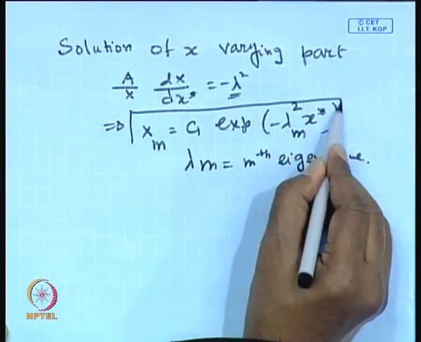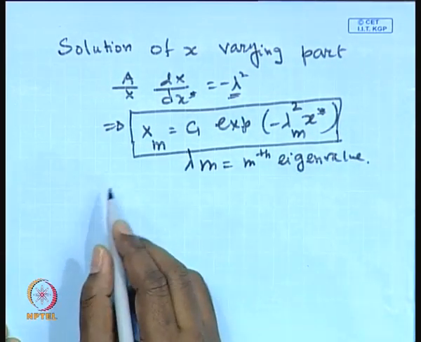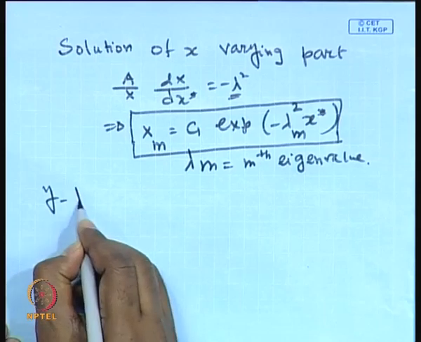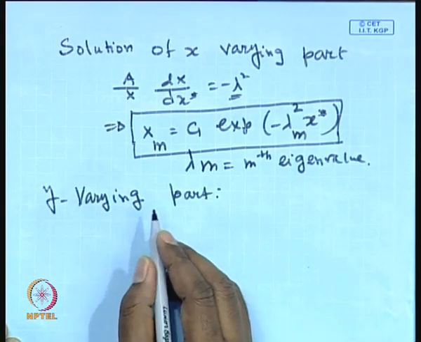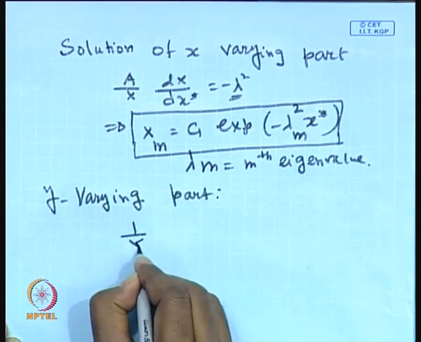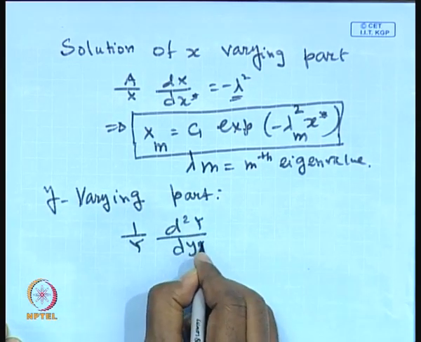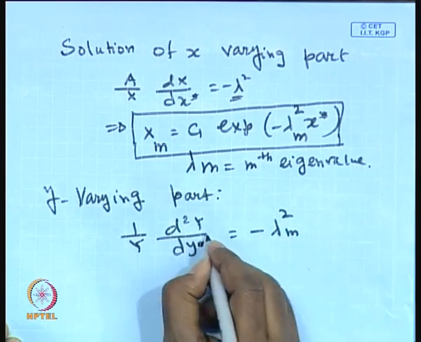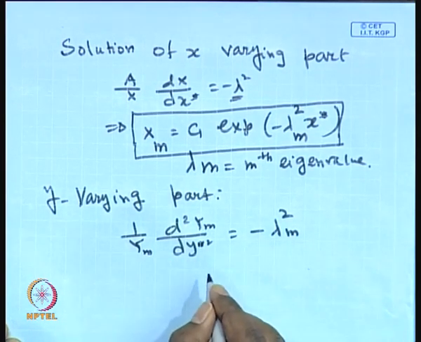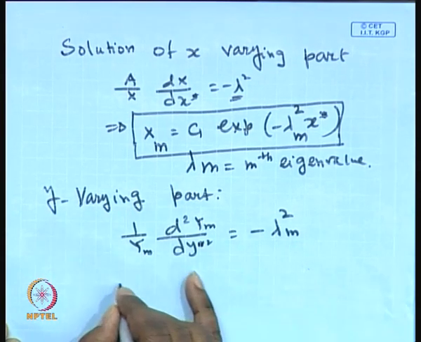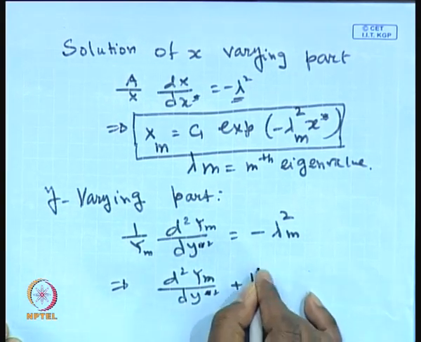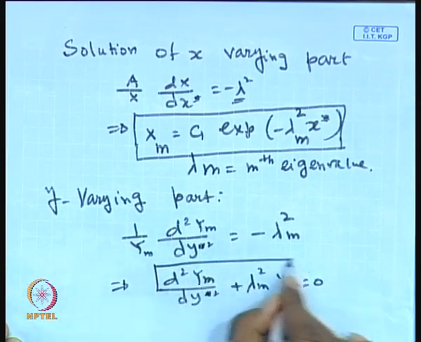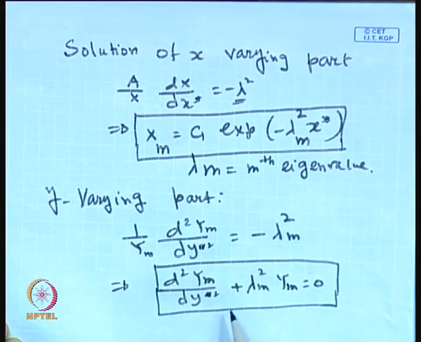So, we have the complete solution of the x varying part in terms of the eigenvalue, and the y varying part, if you look into the governing equation and the boundary condition, becomes 1 over Y d square Y d y star square is equal to minus lambda m square. We put subscript m in Y as well, because that corresponds to the mth eigenvalue. So, this becomes d square Y m d y star square plus lambda m square Y m is equal to 0. And we know the solution of this equation, the solution is constructed by the sine and cosine functions.